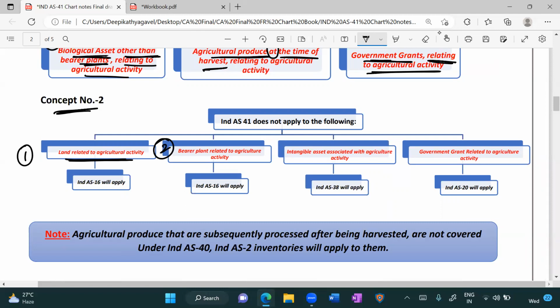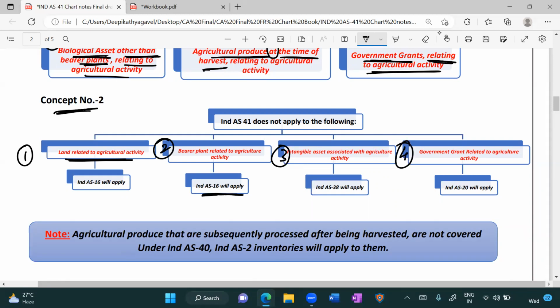Similarly, bearer plants I have already discussed, right? In biological assets, they are living plants and animals, and living plants have two bifurcations, bearer and non-bearer. Bearer comes under IND AS 16. So that also will not be covered under IND AS 41. Similarly, the third one, intangible assets which are associated with agricultural activities, will also not be covered under IND AS 41. There's an exclusive standard for intangible assets, IND AS 38, and these will be covered under that.